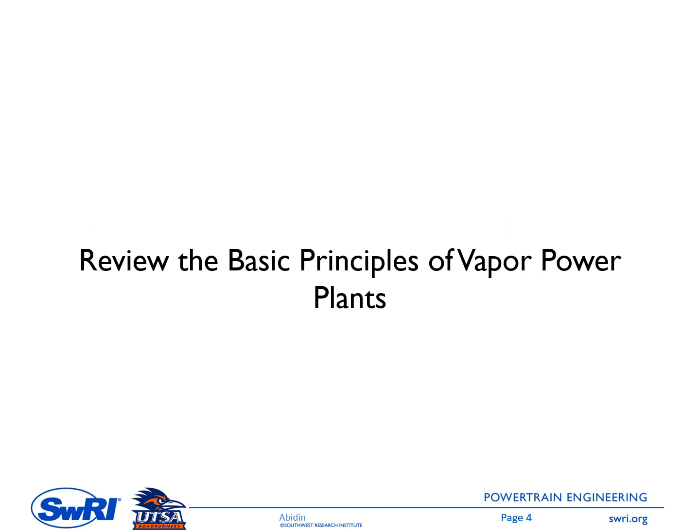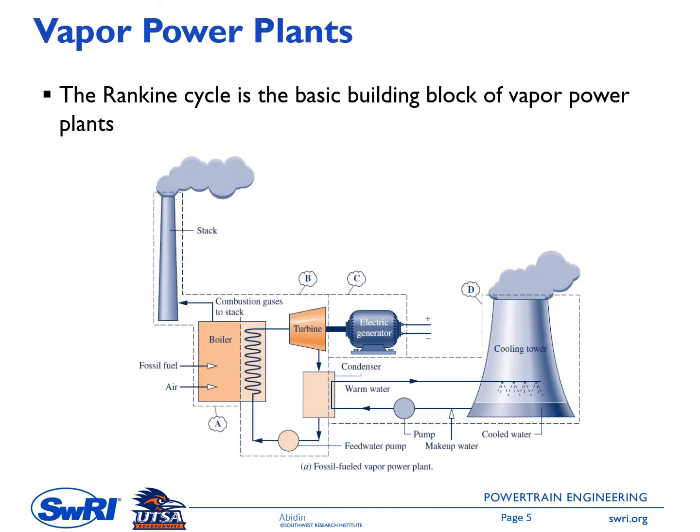The first topic is to review the basic principles of vapor power plants. In Thermo 1, I think I showed you this schematic. This is a simple schematic of a vapor power system consisting of four block systems. The block on the left side is system A, the combustion system. We have a boiler along with the combustor. In this case, the energy source is a fossil fuel.